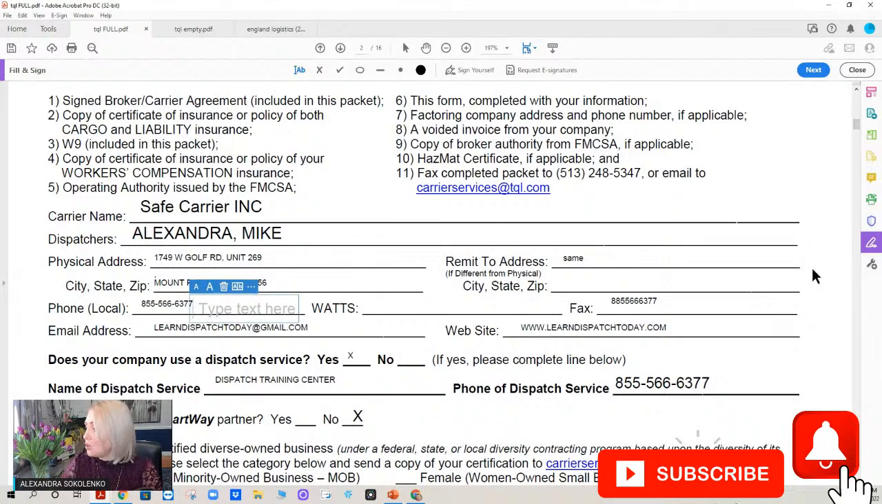Whose phone number are you guys gonna put here? Well, you guys are gonna put the carrier phone number, not the dispatcher's, because you're doing it for the carrier. Whose fax number are you gonna put? Carrier fax number. Whose email? Carrier email. If they have a website, you're gonna put the website.